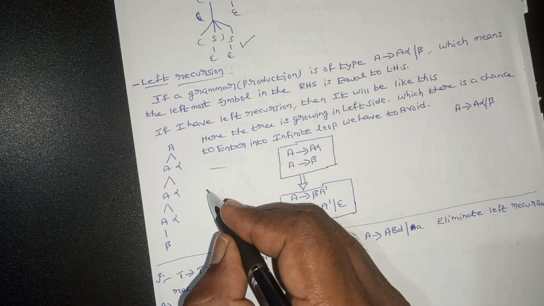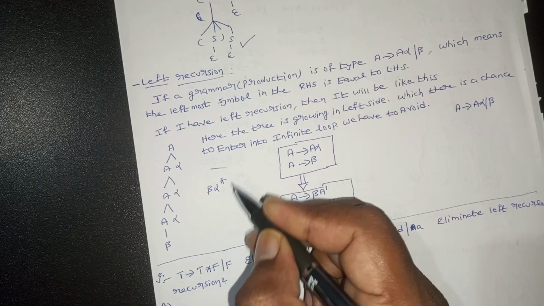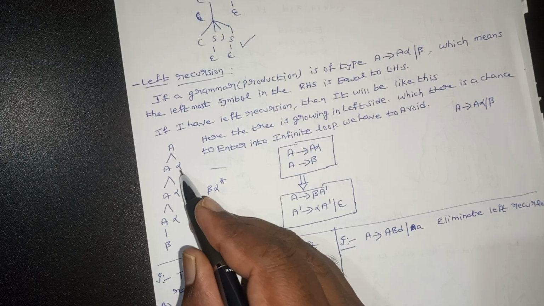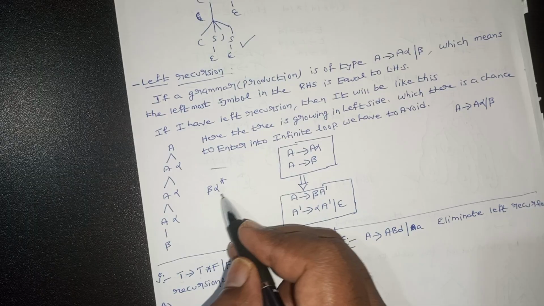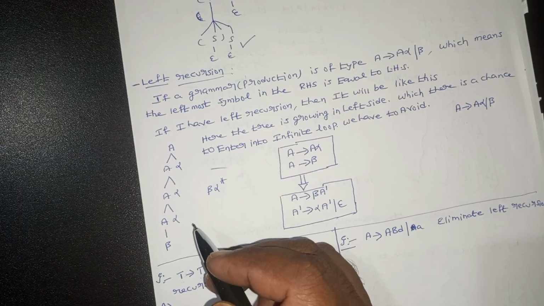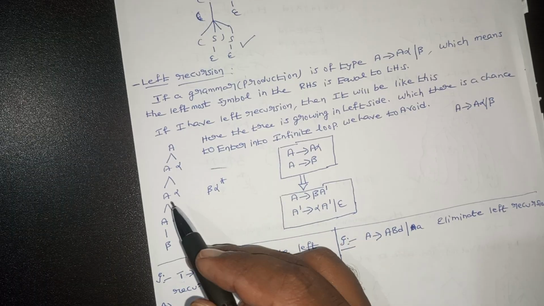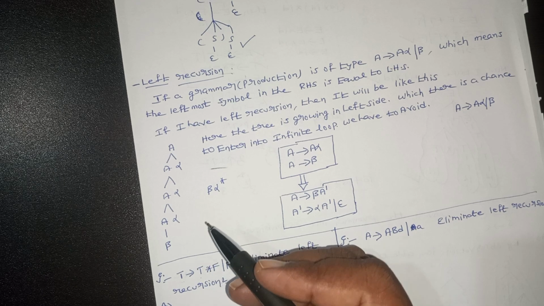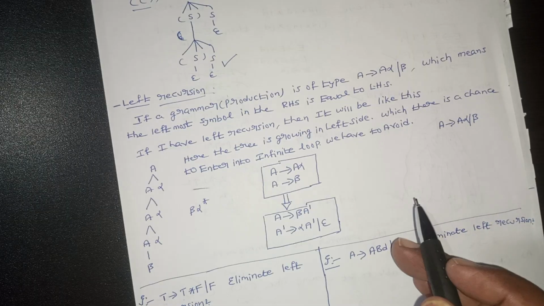It means, what is the language? Beta alpha star. What does star mean? The number of alphas, 1 2 3. So star equal to 3, then I'm getting 3 alphas. So what is the problem? Generally, if a grammar has left recursion, there is a chance of entering into an infinite loop. Then we have to avoid that. That is the problem.